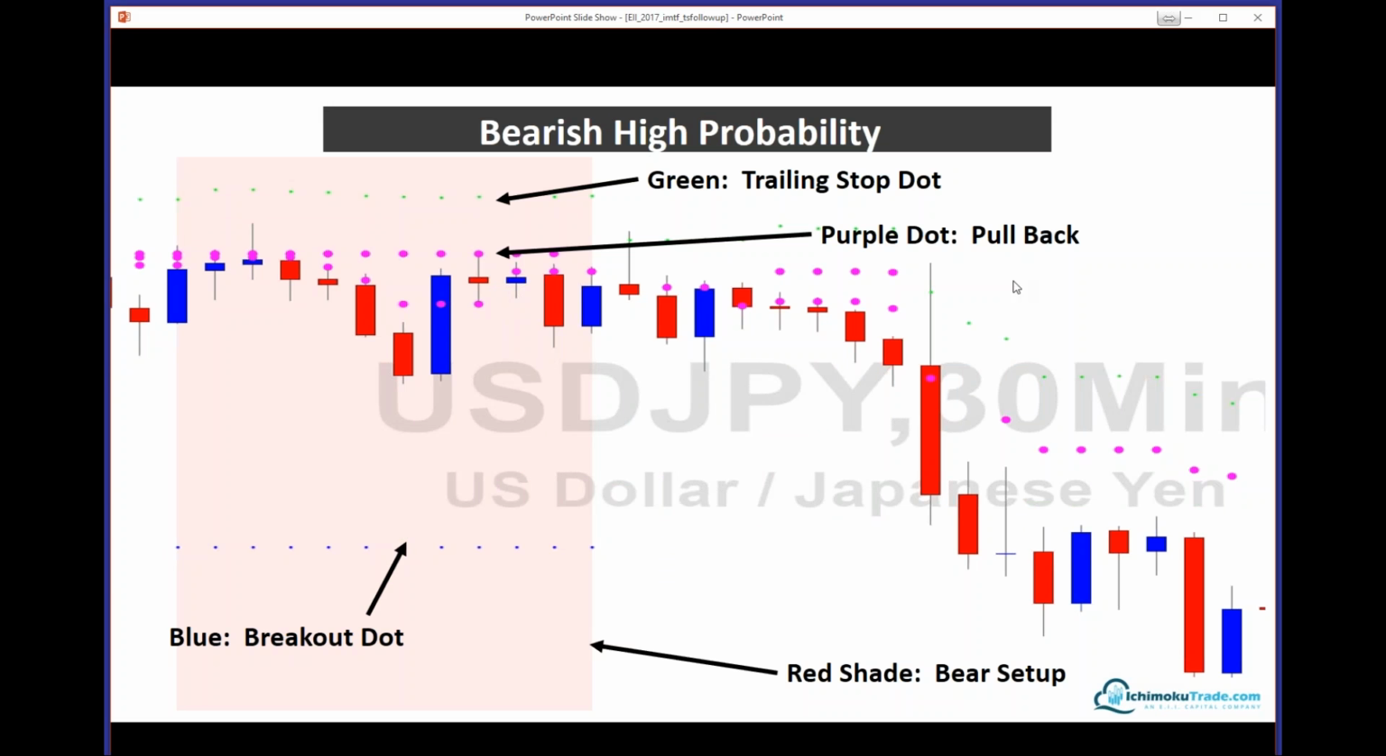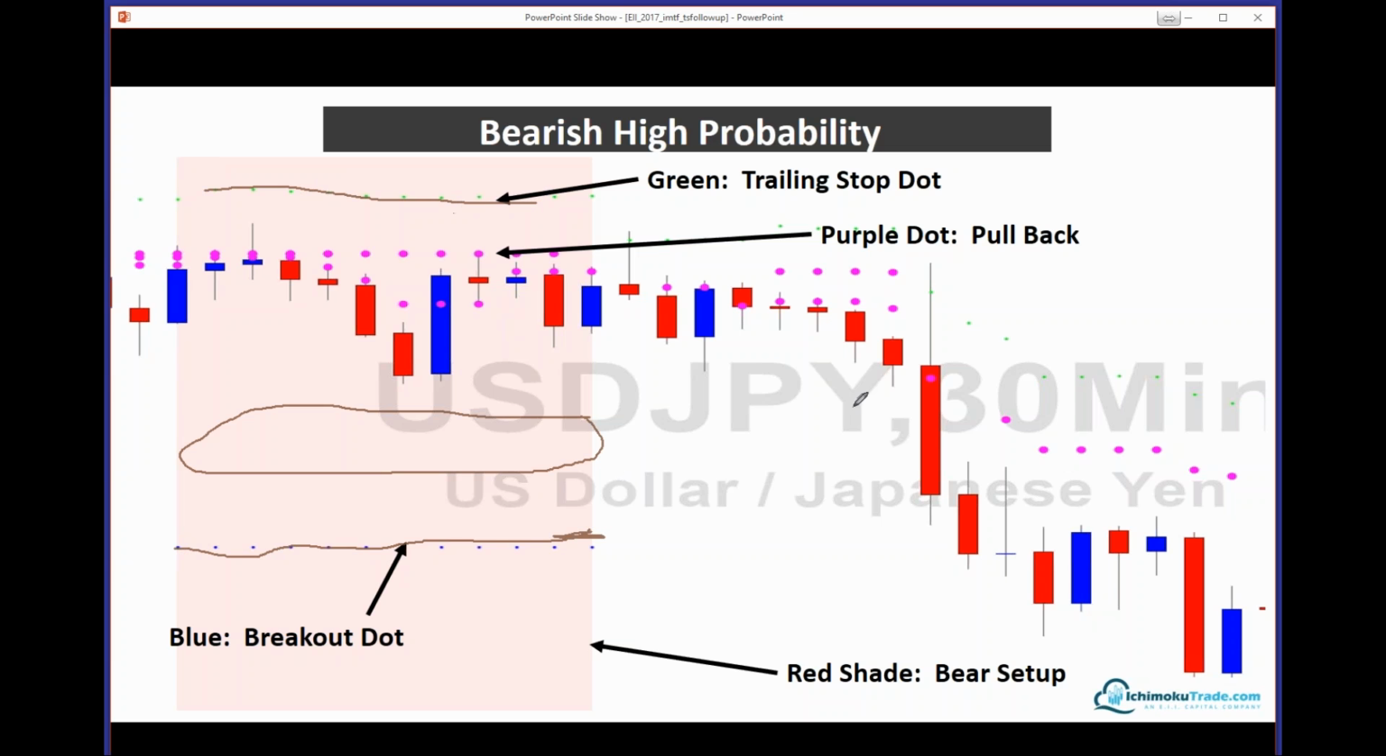Let's go for a bearish scenario. The bearish scenario is basically we're going to shade it red. Remember, you guys can change the colors of this at will. This is the bearish zone here, so this is when you could bet on it going down. Just like the bullish, you have breakout dots here, which are blue. This is your sell stop order right here for breakout trades. And then you also have your trailing stop and your initial stop, which is these green dots right there.